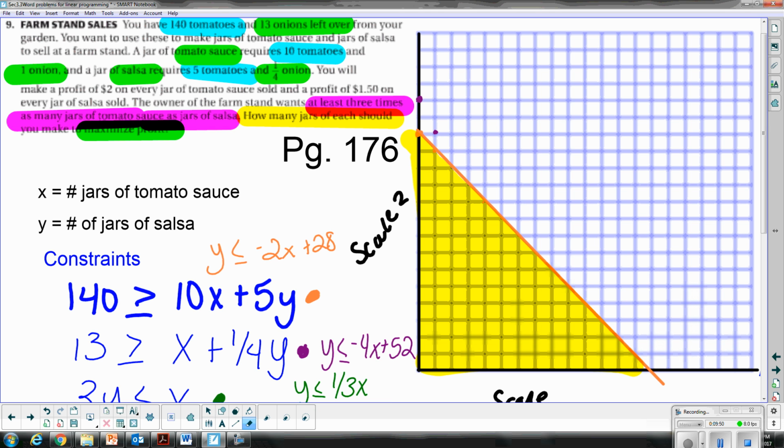Oops, actually this is way wrong. I actually chose 5 for a point, so I need to plot it at 5. Okay, and then my slope is negative 4. And plot as few or as many points as you need to.